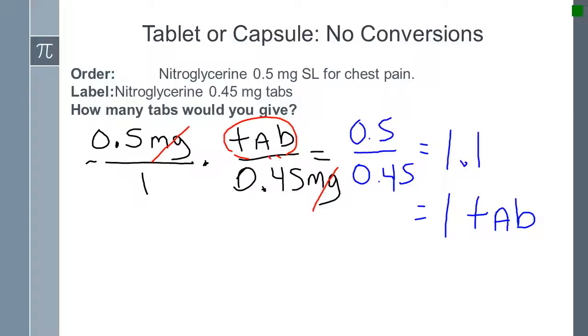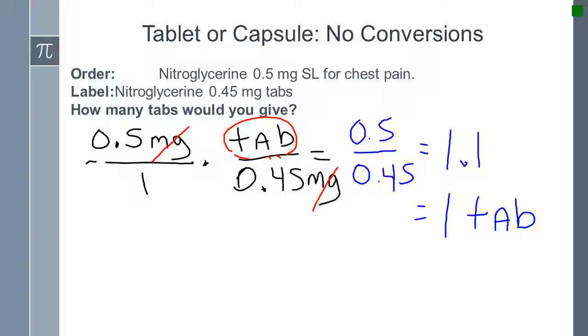Now let's try one with a different medication, one more that has some decimal points in it. Remember, with your decimal points, you always lead with a decimal, never follow with a decimal. So if I have like 0.5, like in this order, I will always put my 0 in front of it. That way I don't lose that decimal point. But I would never put that 0 behind it because then it could be mistaken for 50 instead of 0.5. So always lead with a 0, never follow.